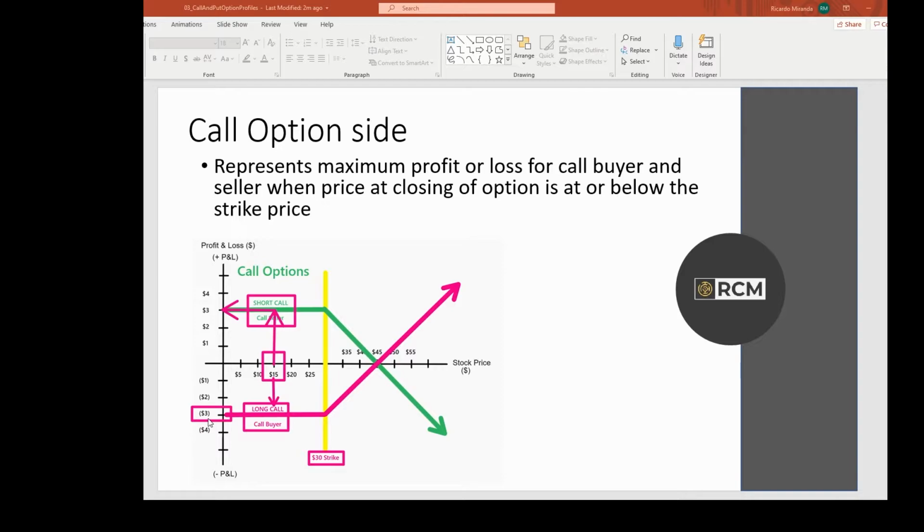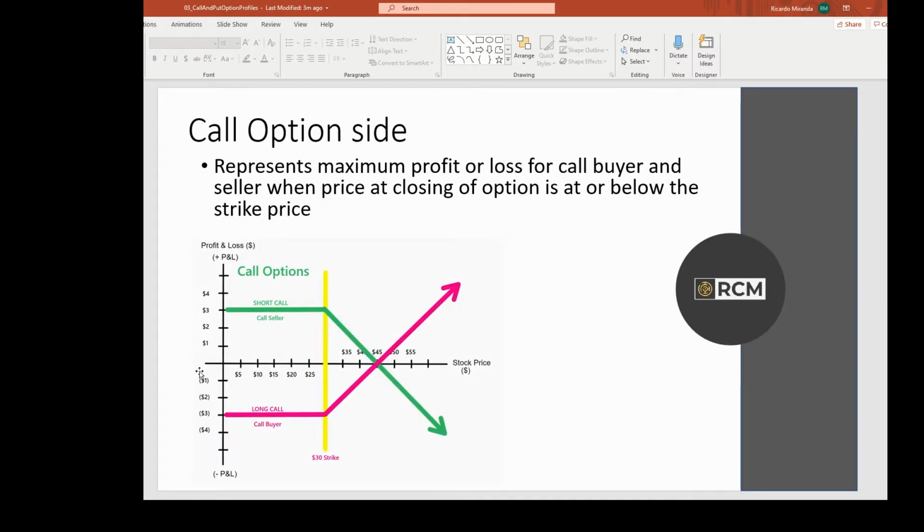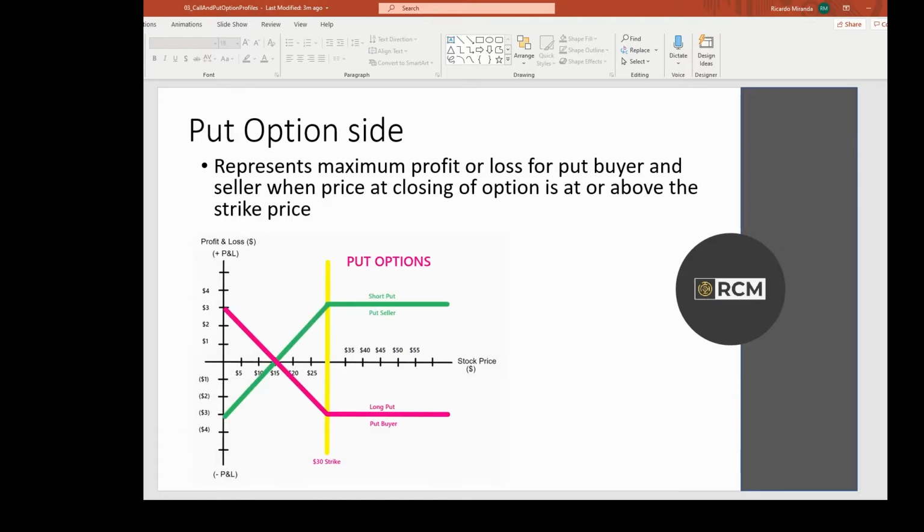Let's look at the put option side. Notice that if you flip the call option profile along the vertical axis, so if you go back to the original slide here with the call option, if you flip it along this vertical axis, you get the mirror image of the call side. These are the put options. We have the short put and the long put.